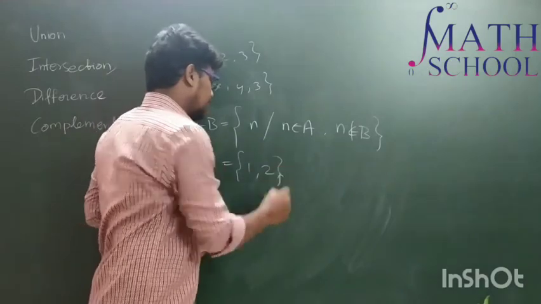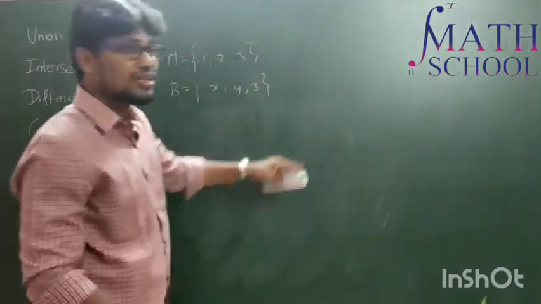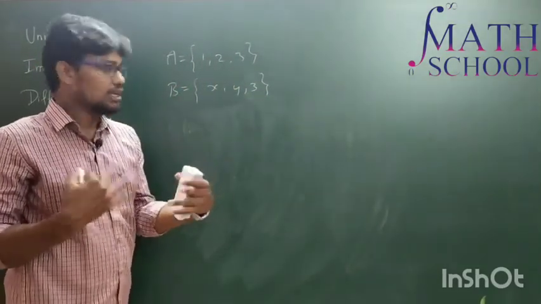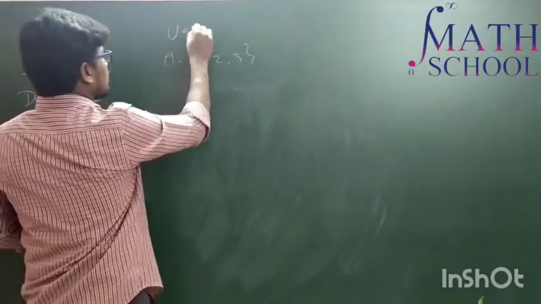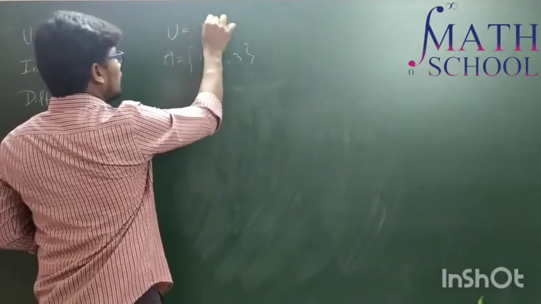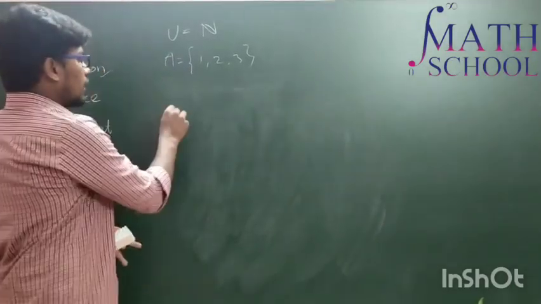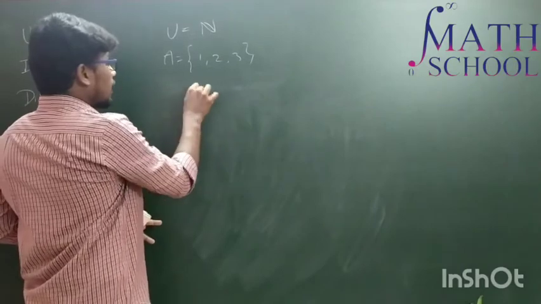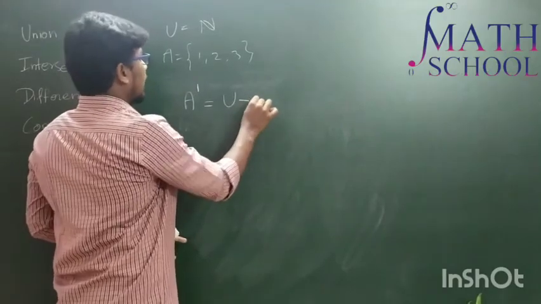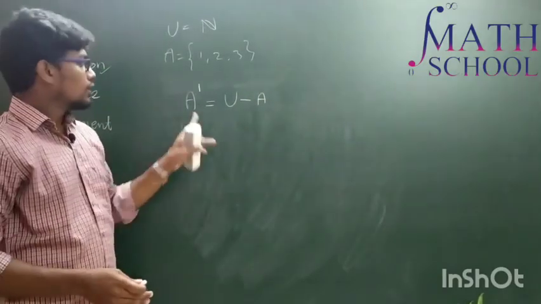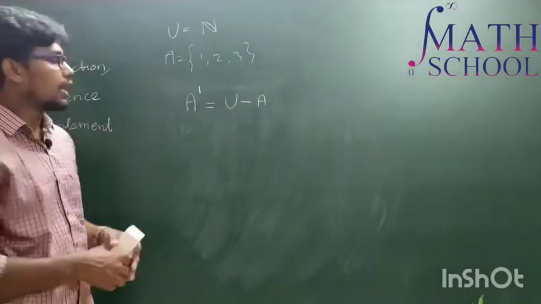Okay, what is called complement? Complement means we refer to the universal set. What is the universal set? The universal set varies, depending on our situation, depending on our problem. In this case, let me consider my universal set to be the set of all natural numbers. Of course, A is a subset of U. Now I have to go for A complement. A complement means take the universal set and subtract A from the universal set. The remaining is going to be your A complement.